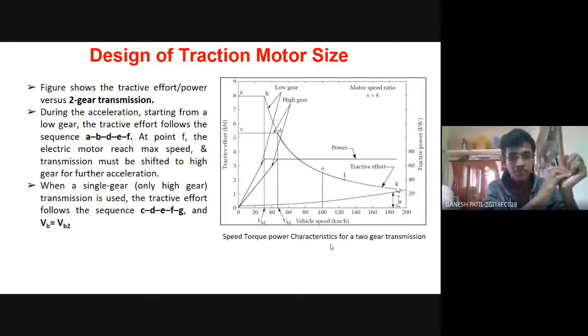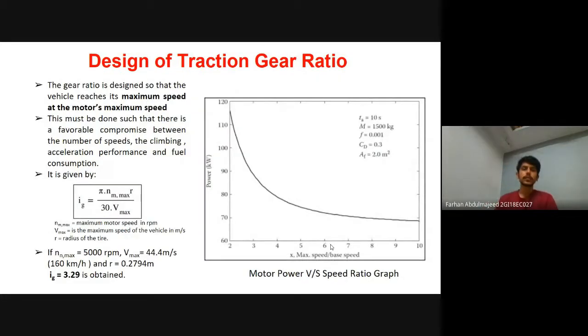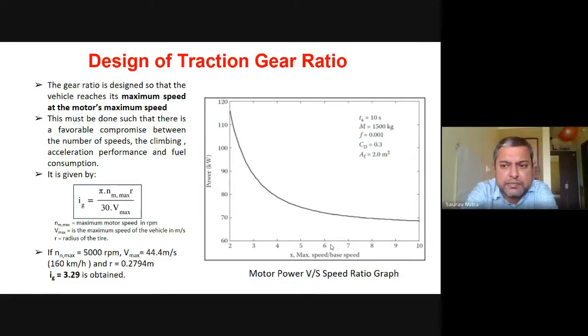Farhan, next. So, design of traction gear ratio. Hello? Farhan, next slide. Yeah, you're audible. Farhan, please explain. Yes, sir.